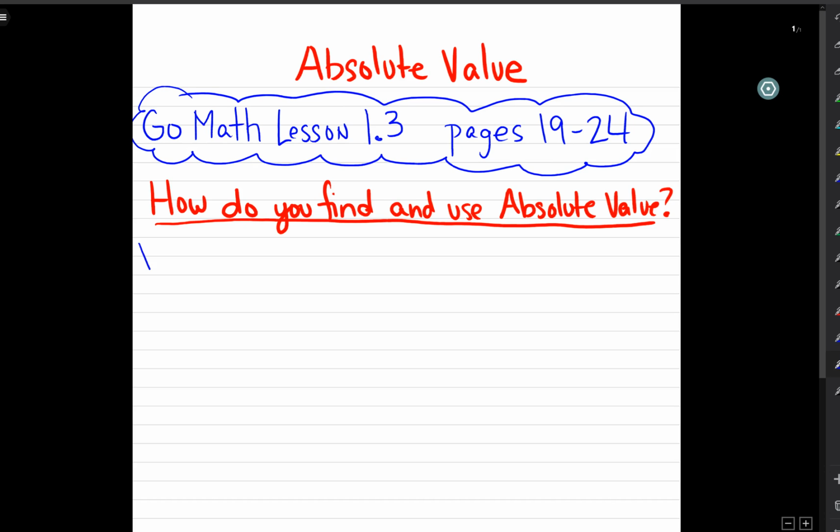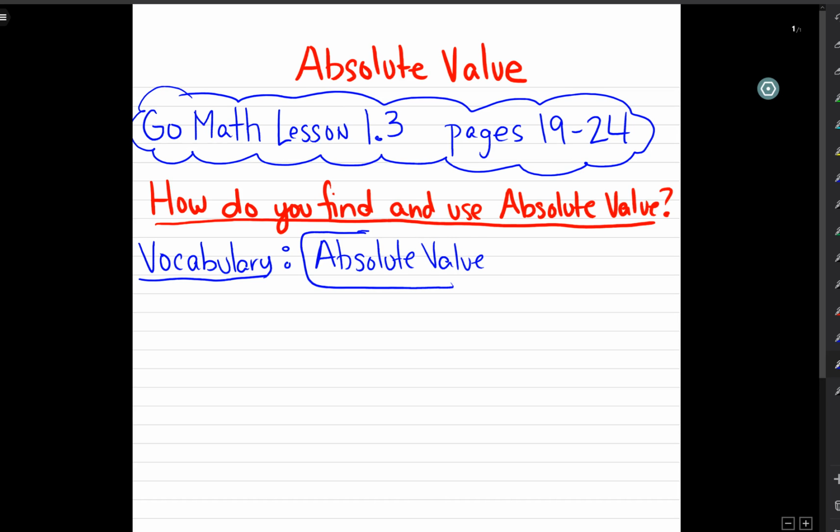So here's my vocabulary. And so you're copying all of this down. And our first vocabulary word, actually our only vocabulary word, is absolute value. And once again, this is a very easy concept. So at any point, you can stop the video so you can continue taking your notes.